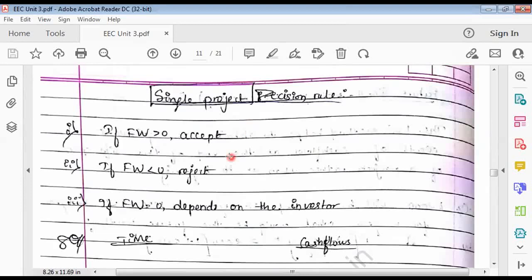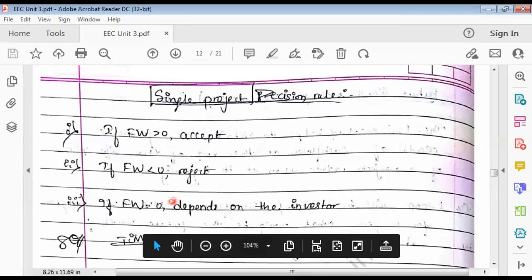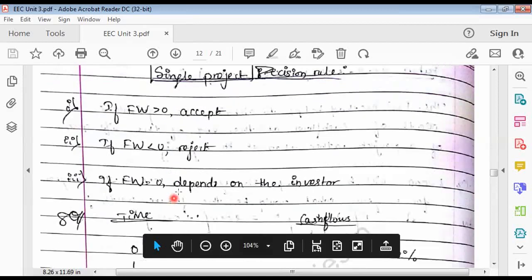Now we have already solved the next question, and one last thing, the single project decision rule, which is quite similar to the decision rule we had for a single project under the present growth method, and the only difference is here we are writing FW instead of NPW. So if FW is greater than 0, accept. If it is less than 0, reject. If it is equal to 0, it depends on the investor.